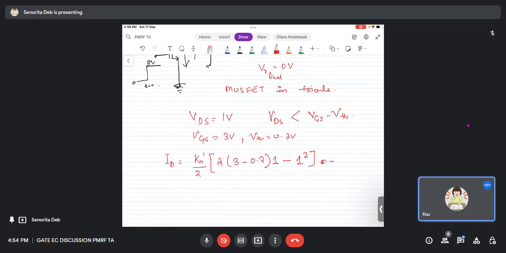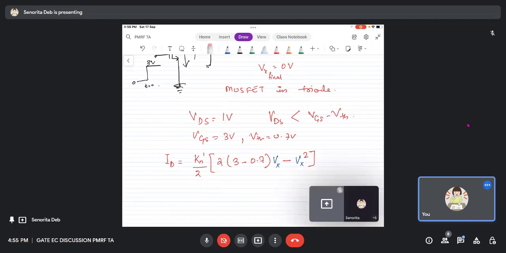But now what we are saying, we are going to find the equation of Vx, so we will write Vx and Vx square. We are not going to use the 1 volt, because we are trying to find the complete charge profile. It is 1 volt at t equals 0 plus, so we are using the triode's formula, and we know that it will be in triode region after that. But if I want to find the entire graph, I have to use the variable, and this will be equal to what?